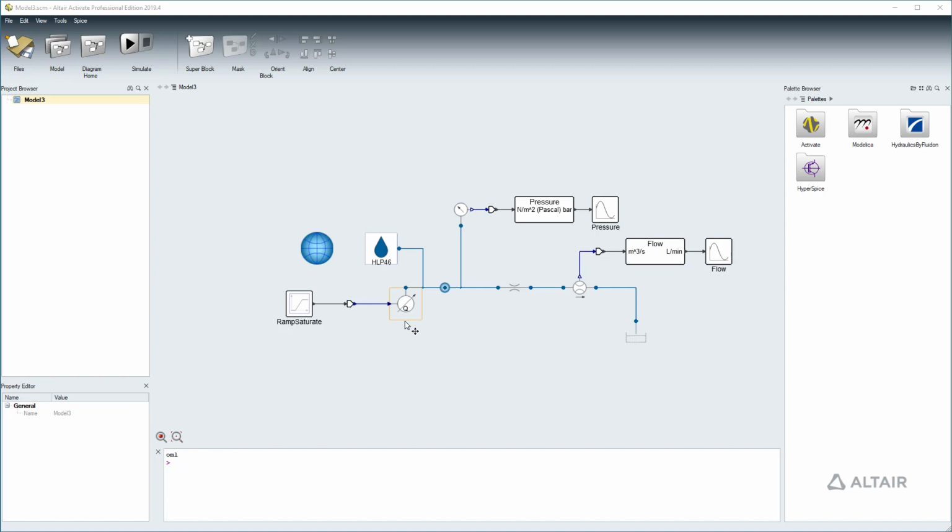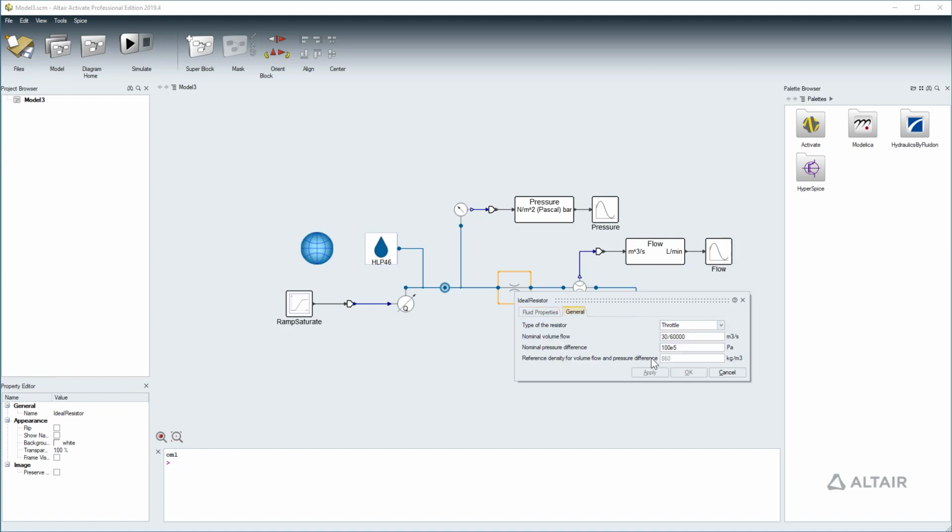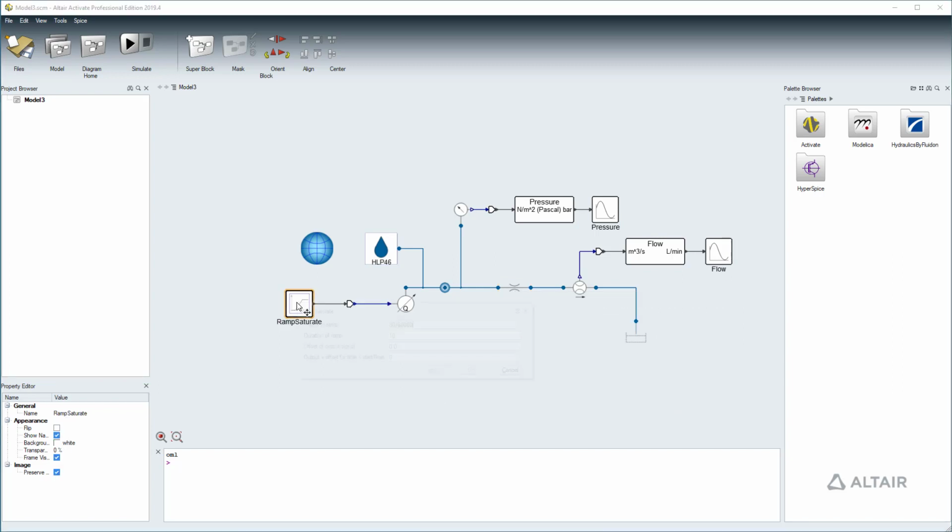Here we have, instead of a pump, a flow source, and in this case a variable flow source, with a ramp input, a volume, a resistor, a flow sensor, and a pressure sensor, and at the end, a tank. The parameterization is as follows. We have here a throttle type resistor, a flow of 30 liters per minute, and a nominal pressure difference of 100 bar. And here in the ramp, we set a flow of 15 liters per minute. The duration of the ramp should be 10 seconds, and the overall simulation time is 12 seconds.